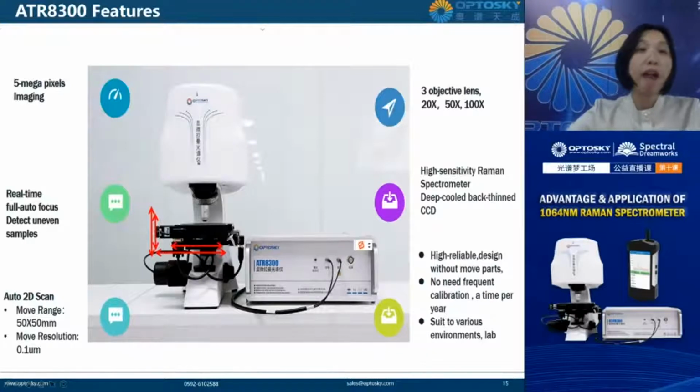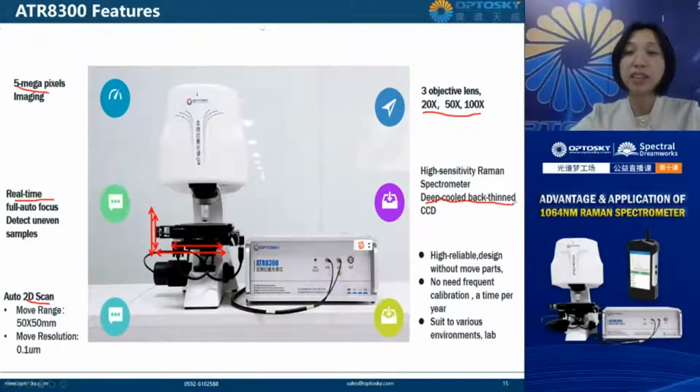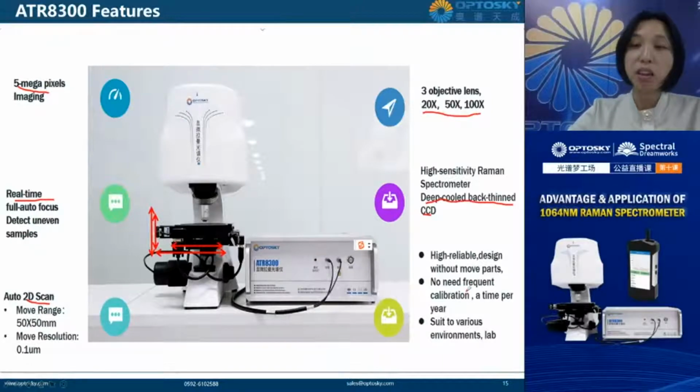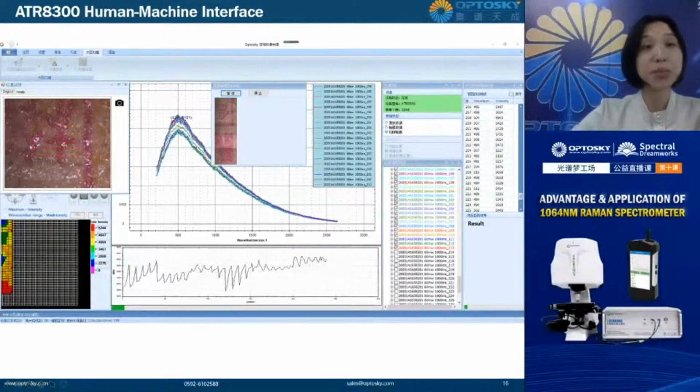And also, we have the 500 megahertz imaging and real-time focus, and we have a 2D scan, and 3 objective lens can be optional. And also use the deep port T-Sync CCD, and the reliability is high. It's designed without move paths, no need frequent calibrations, so it can suit to various applications.